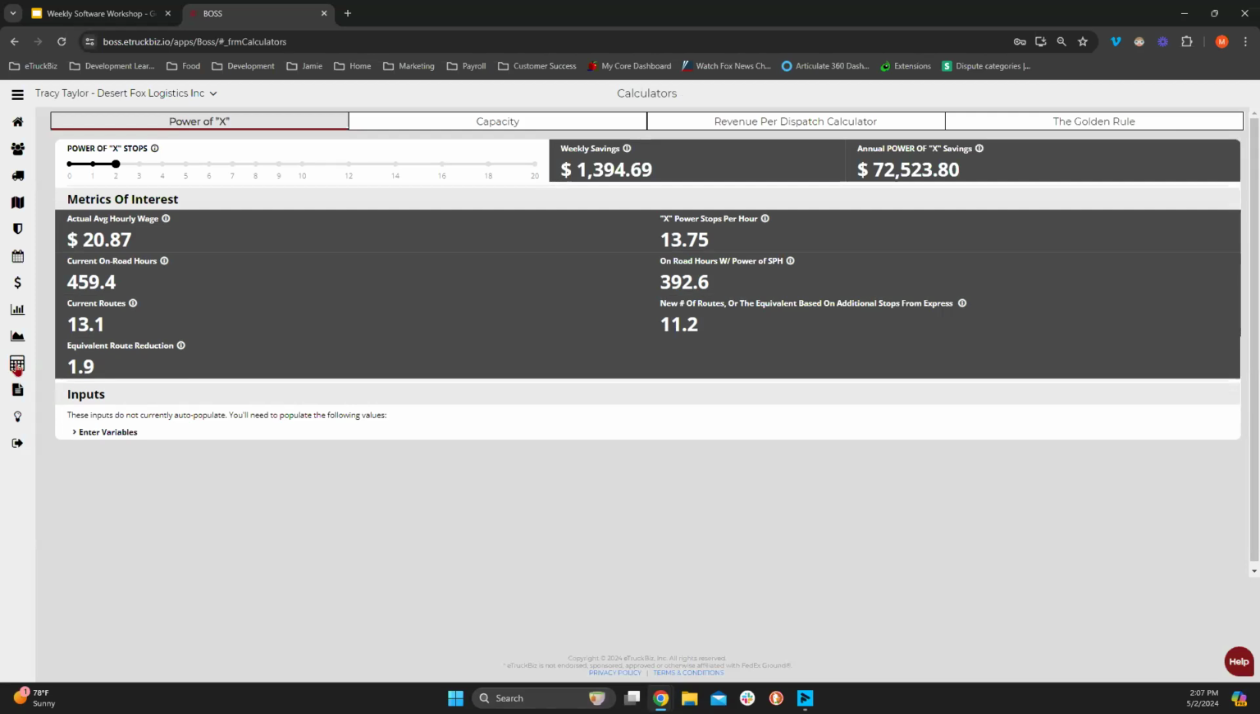A lot of times those variables that you would input into these calculators, you can pretty much get from different parts of the system if you don't know what that number is off the top of your head. So the first one is the Power of X. X equals how many stops per hour you add. So the power of 1, how does that affect us? How does adding 2 stops per hour affect us?